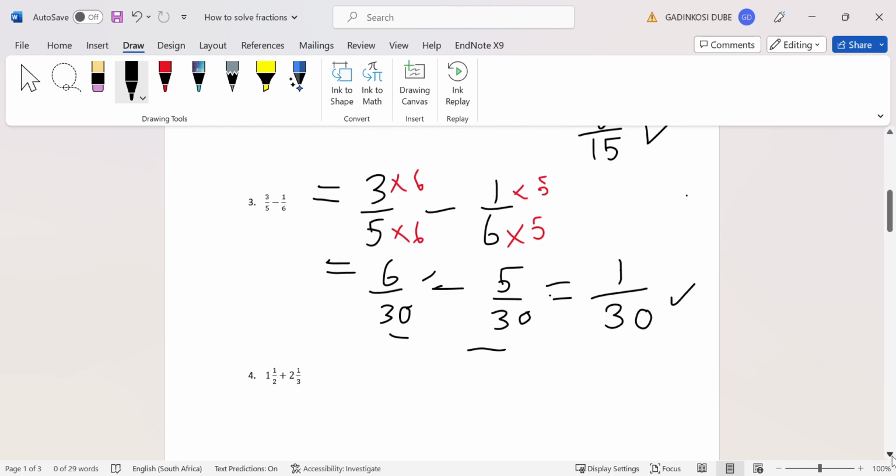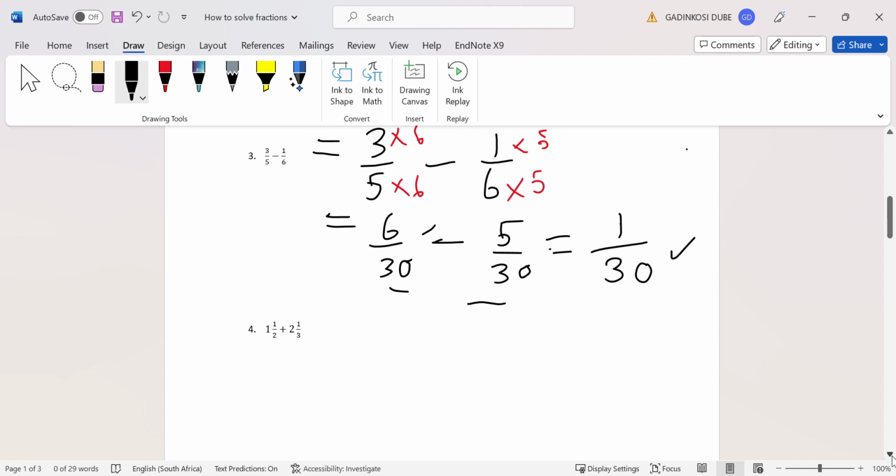Okay, so now what if you're given a mixed fraction? How do you approach that? Now this is a mixed fraction plus another mixed fraction. Now the first thing when you're solving a mixed fraction, what you must do, you must just convert it to an improper fraction or a top-heavy fraction. So for example, in this case you've got 1 and 1/2, so plus 2 and 1/3. So if you're given something like this, what do you do? So basically what you're going to do here, you're going to first convert it to a top-heavy fraction.